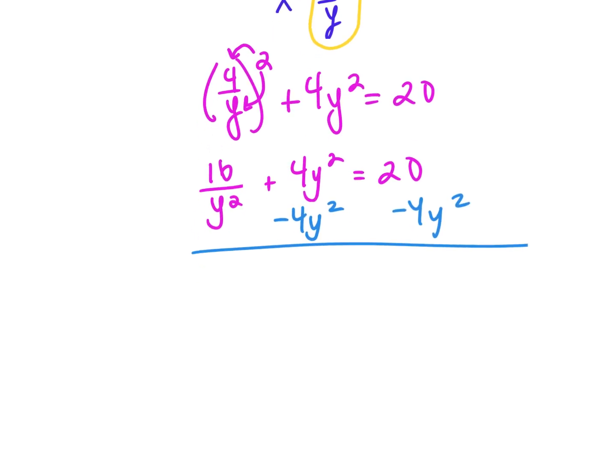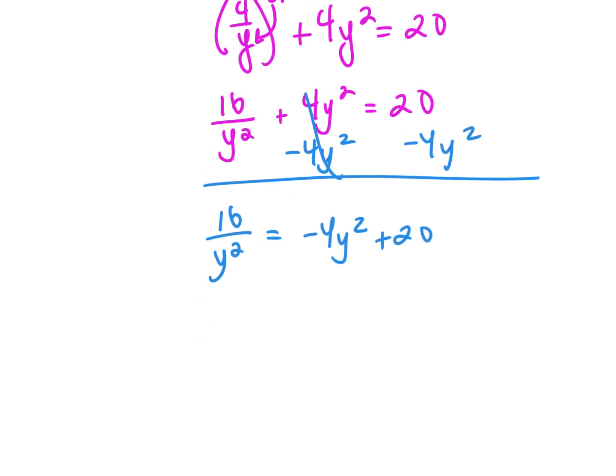Can I do that? So 16 over y squared equals negative 4y squared plus 20. Is that okay that I did that? Now, you want to multiply both sides by y squared? The reason I did it first was because if you didn't, then it could get a little messier.